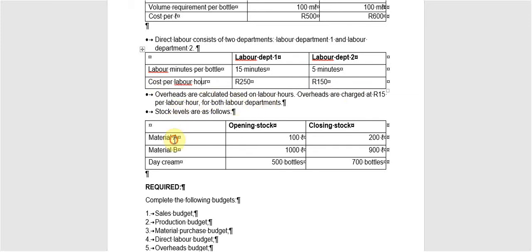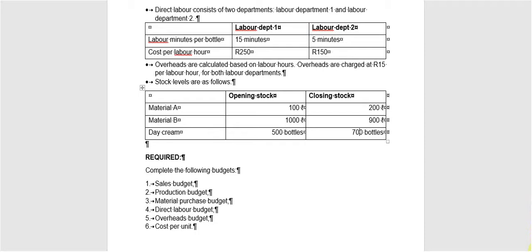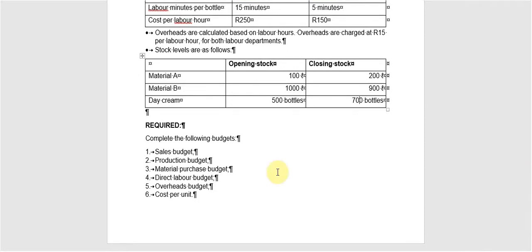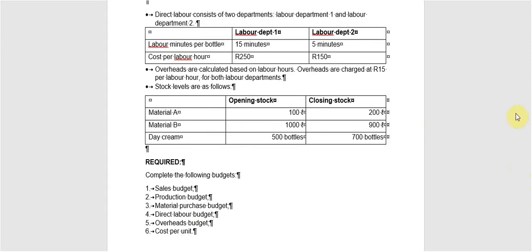The stock levels are as follows. For material A, there's 100 liters, I beg your pardon, and 200 liters. Then for direct material B, it's 1,000 liters and 900 liters. And then for the day cream, 500 bottles and 700 bottles respectively in the opening and closing stock. You are required to complete the sales budget, the production budget, the material purchases budget, the direct labor budget, the overhead budget, and the cost per unit calculation.